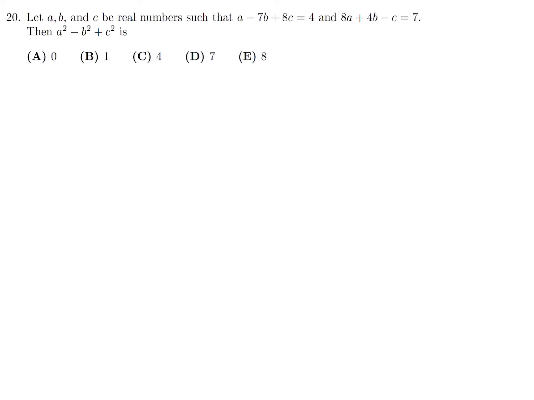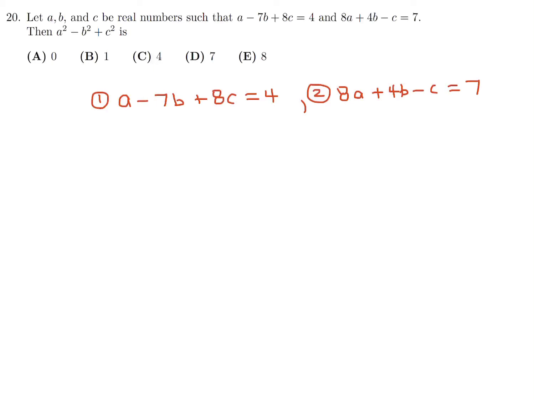Let A, B, and C be real numbers such that A minus 7B plus 8C is 4, and 8A plus 4B minus C is 7. Then A squared minus B squared plus C squared is. All right. So more algebra for us. So we'll write it out and see what we get. So this is our first equation, and this is our second equation, like this.